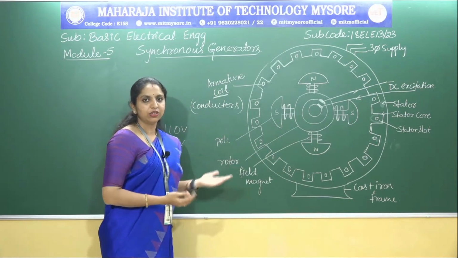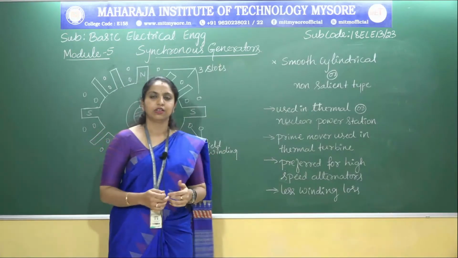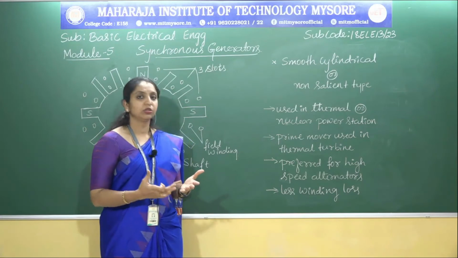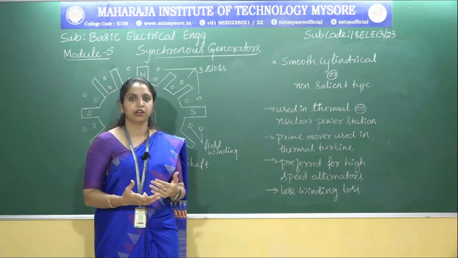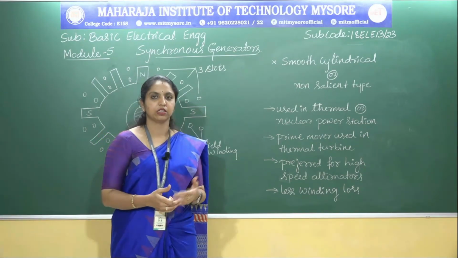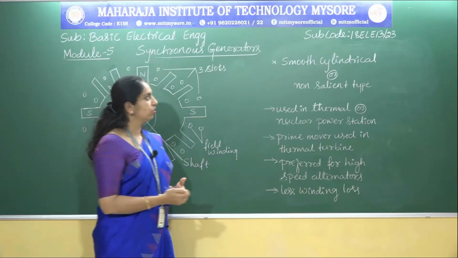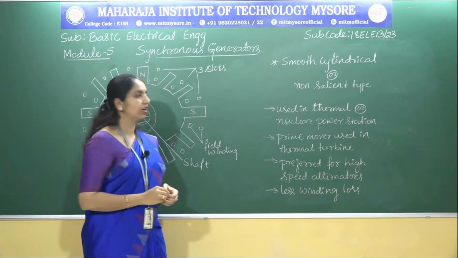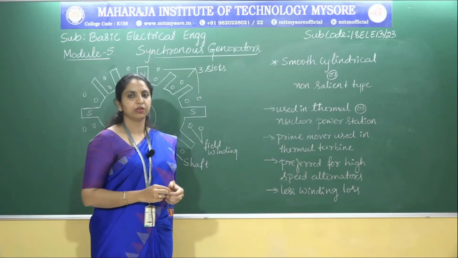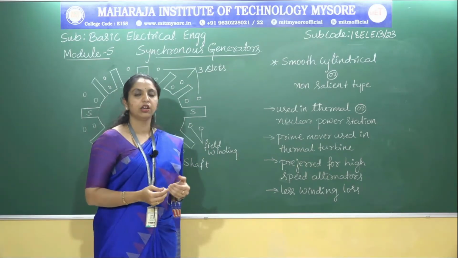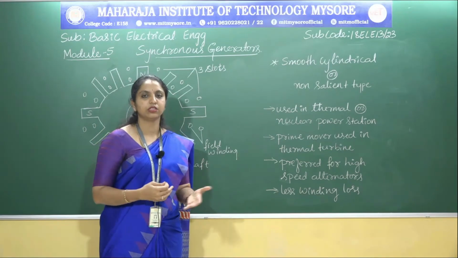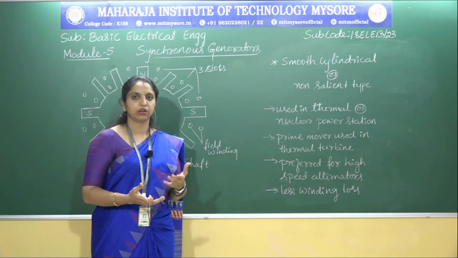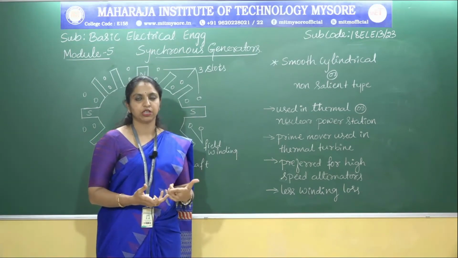Depending upon the type of prime mover used to drive the alternator, there are two types of rotors. The first type is the smooth cylindrical, or we also call it non-salient type, and the other type of rotor is the salient type. The meaning of salient is projected.